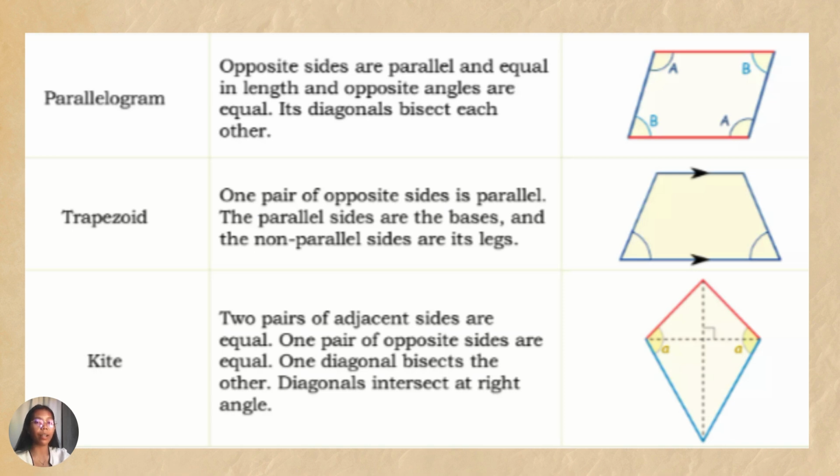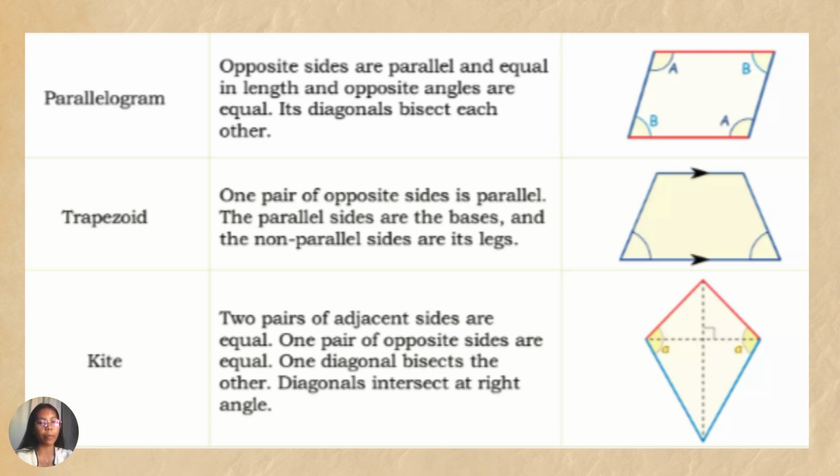It's because a parallelogram has two pairs of parallel sides, but a trapezoid has only one. That is why a trapezoid is not a parallelogram. The last one, kite. A kite is a quadrilateral where two pairs of adjacent sides are equal. So, as you can see, that is an example of a kite.